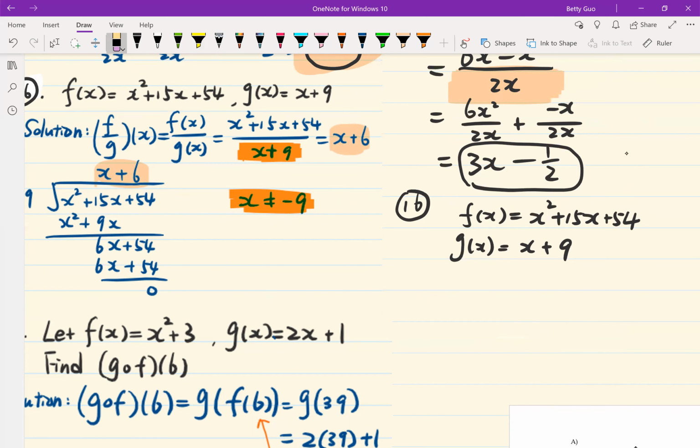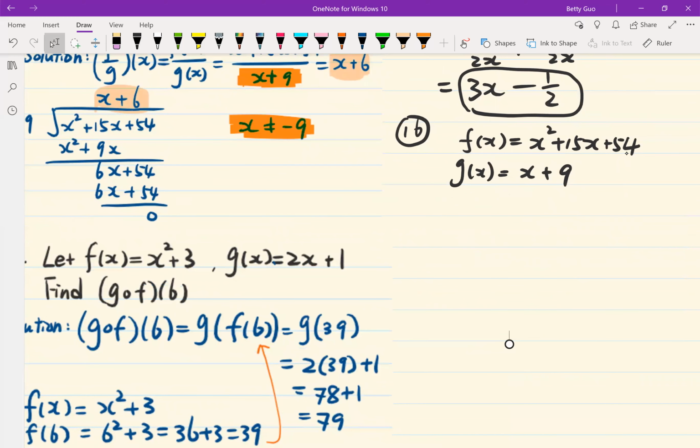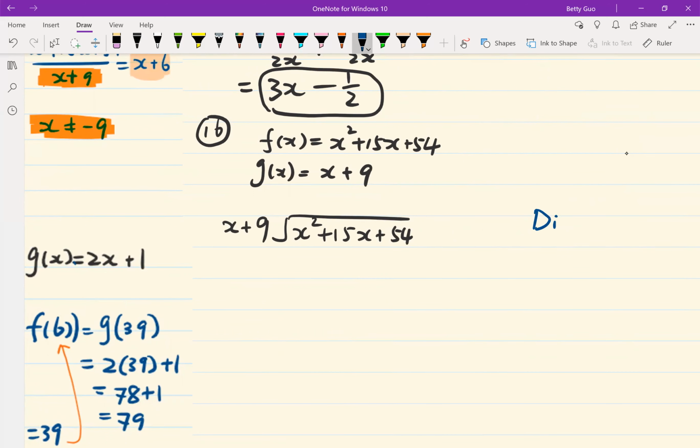So let's see how we apply long division to find the quotient. We place the dividend in the symbol, x squared plus 15x plus 54, and place the divisor to the left of the division symbol. Remember, we have a process: divide, multiply, subtract, compare, bring down.